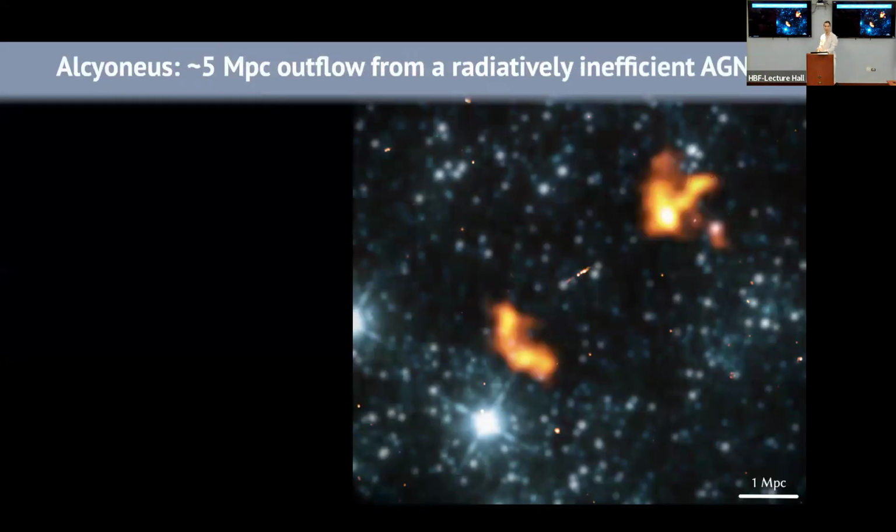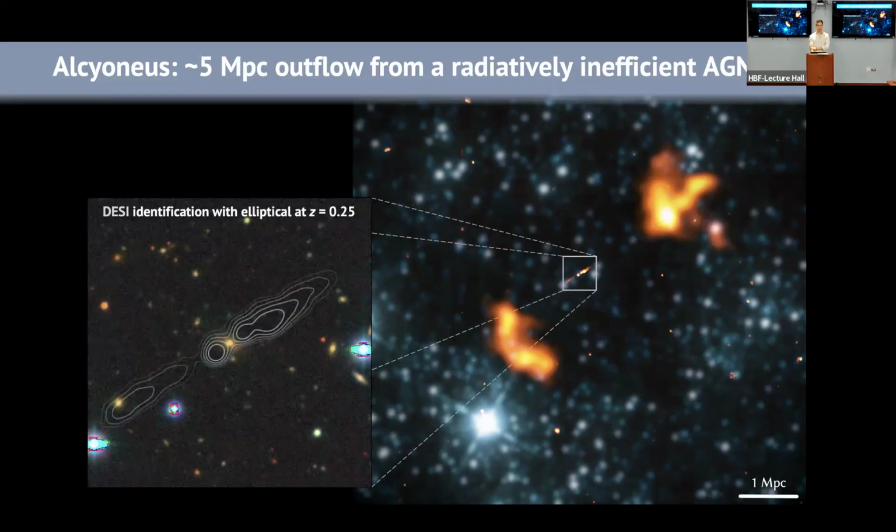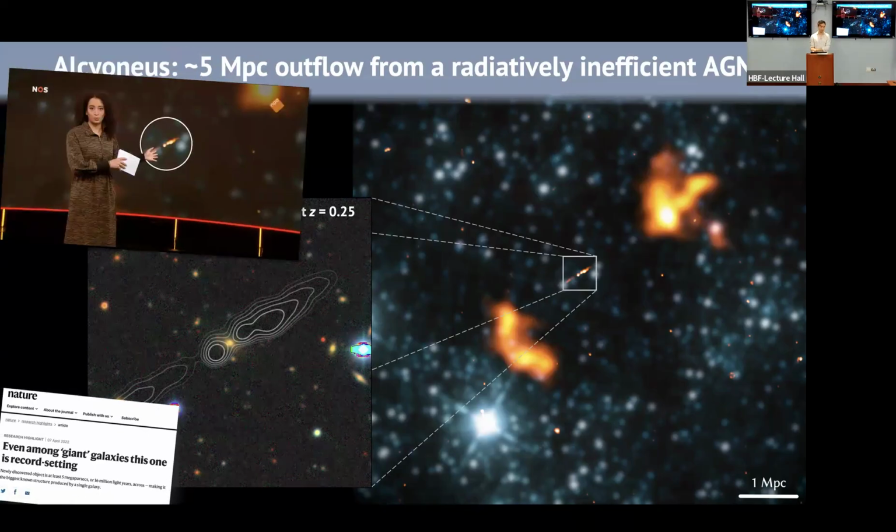So just a few highlights of the objects we found. This is one such outflow from a radiatively inefficient AGN, also called a jet mode AGN, in a more local universe. We tie this to an elliptical at a redshift of 0.25. And in 2022, this was the largest one that we found. This was on the Dutch news.